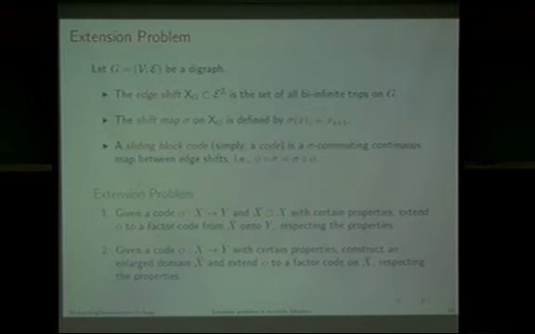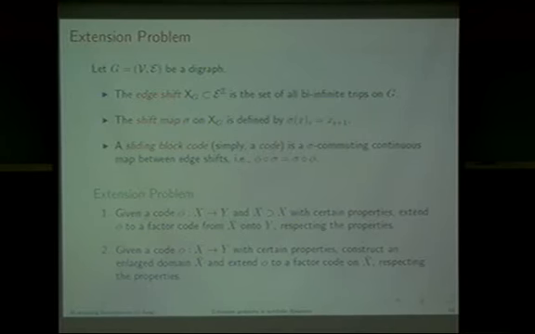So let's define some elementary definitions. When a digraph G is given, the edge shift is part of a symbolic system, satisfying that X_G is the set of all bi-infinite trips on G. And the shift map is defined by making one symbol shift to another symbol to the left. So this edge shift and shift map form a dynamical system, since iteration of the shift map becomes a group action.